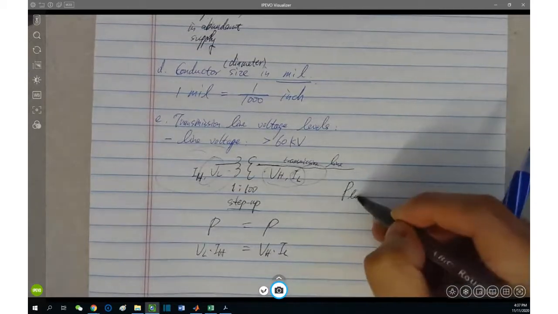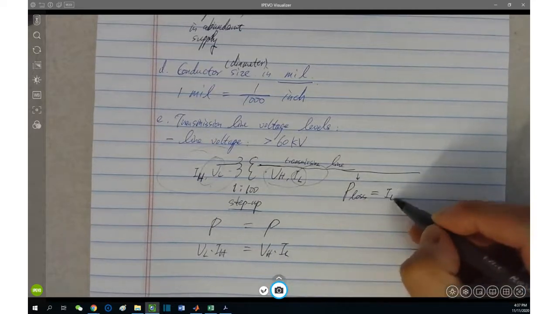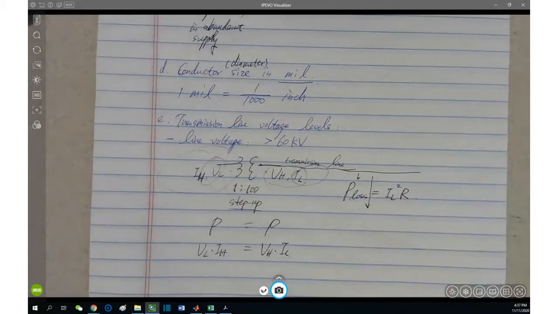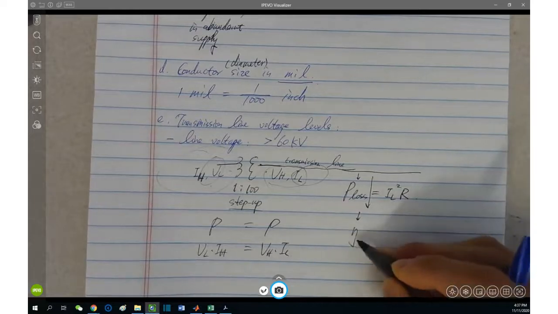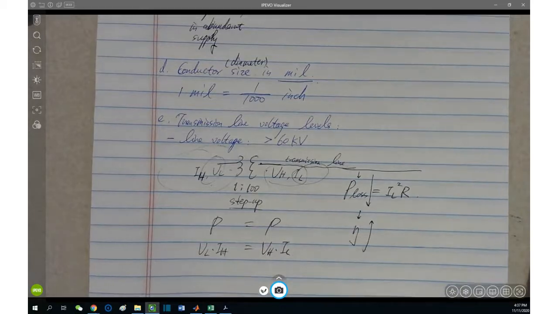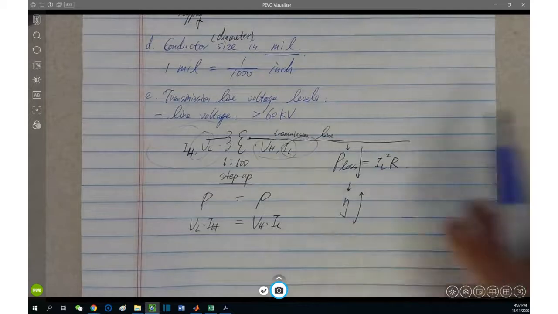Loss along the transmission line... so the current going down, then the loss going down as well. The loss going down, then further making what? Efficiency boost up. Our transmission efficiency boosts up. And going back to here, you want a high voltage. It's very high, actually, over 60 kilovolts.